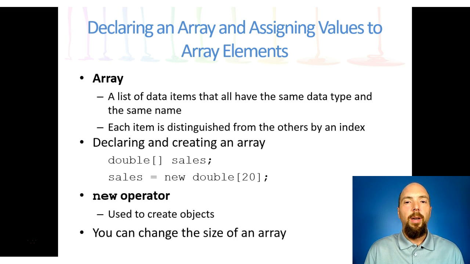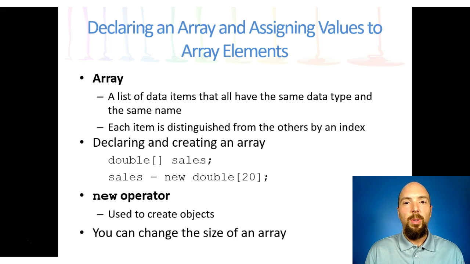A variable only allows us to hold one value for the named memory location. An array is a named memory location that allows us to have multiple values. Now, an array is going to be a list of items that all have the same data type, and then we simply reference them by an index number.